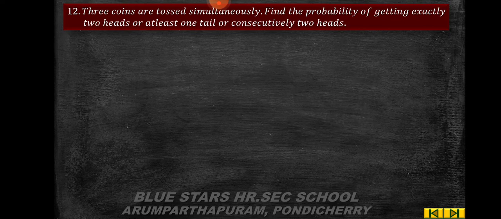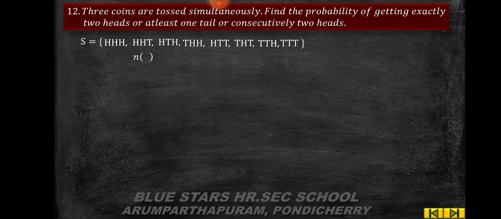Next, problem number 12. 3 coins are tossed simultaneously. Find the probability of getting exactly 2 heads or at least 1 tail or consecutively 2 heads. So S is equal to the sample space, then the N of S is equal to 8.